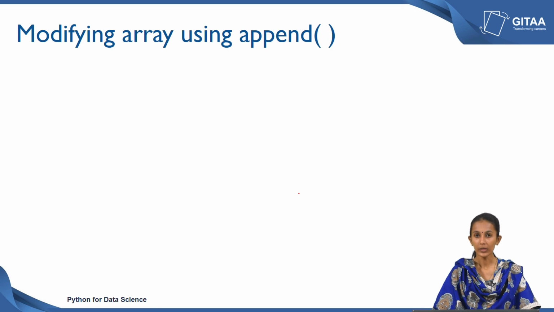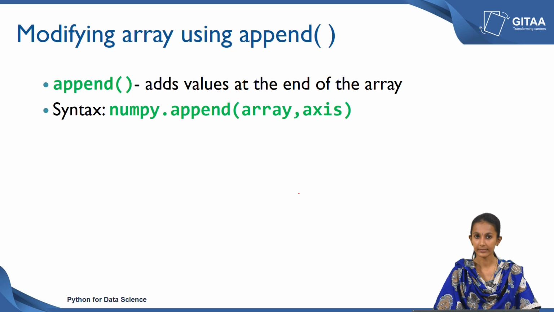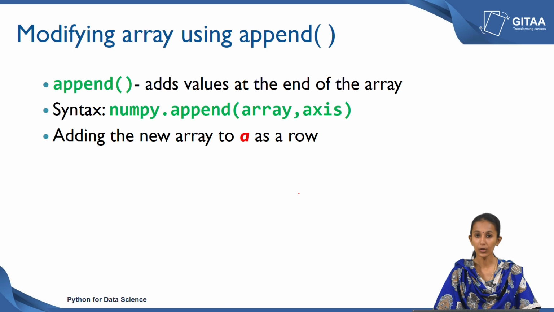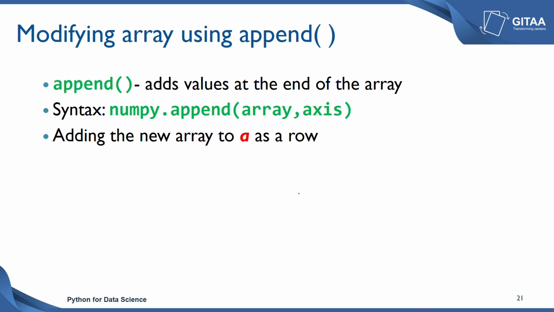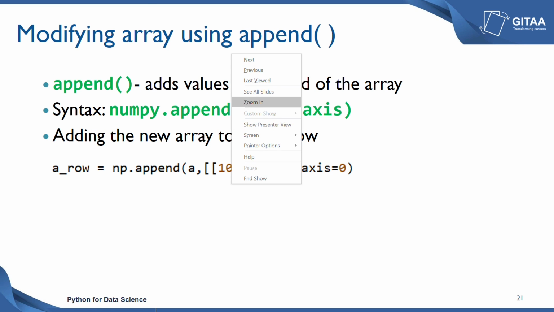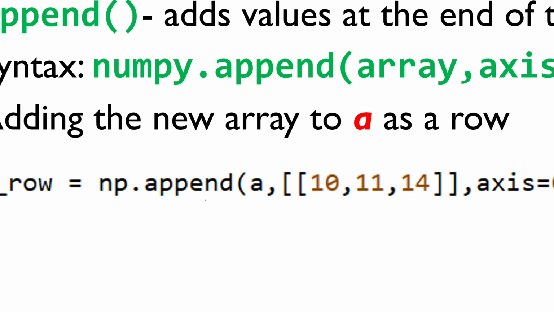Let us see how to add a new array to the existing array. You can add a new array to the existing one using the append function. The syntax is numpy.append, you have to specify the array name followed by the axis, so that you can add along the row wise or the column wise. I am adding the new row to the existing array A along the row wise. The command is np.append. This is our existing array A followed by the new values. I wanted to add along the row wise.